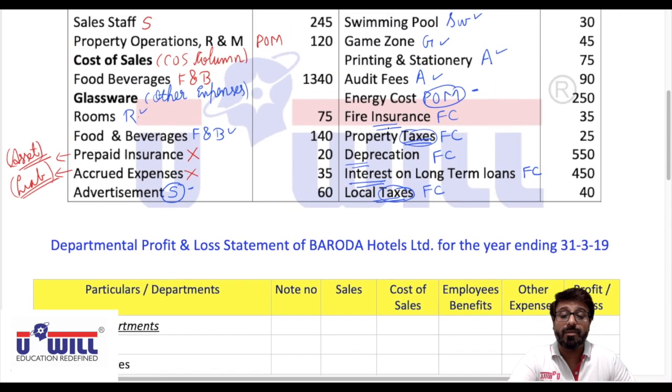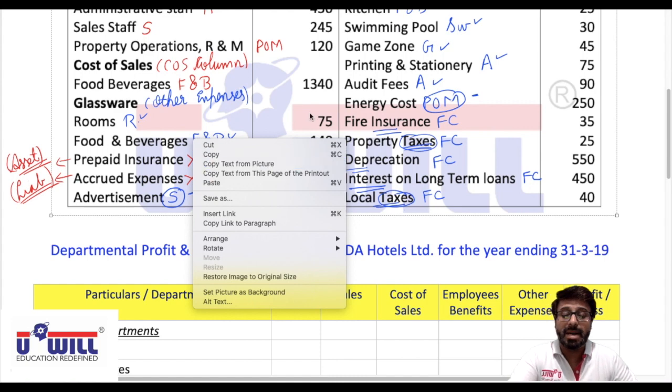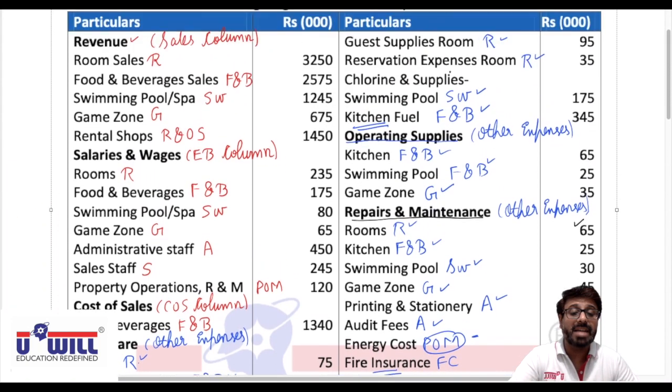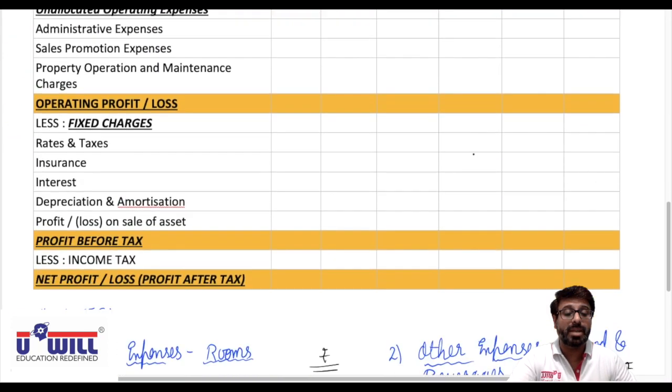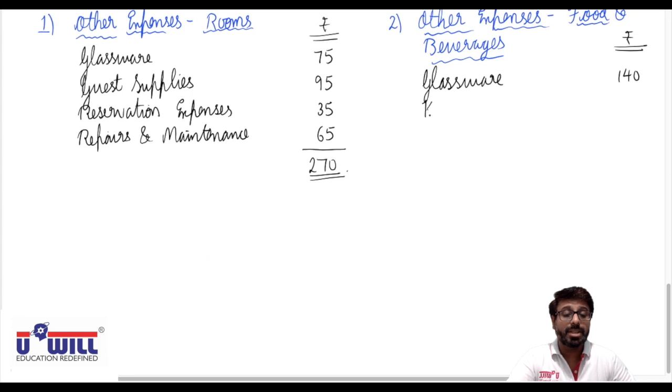Then after glassware, what do we have? Food and beverages marked items. After glassware, kitchen fuel. All of you can see that 345. Kitchen fuel 345.